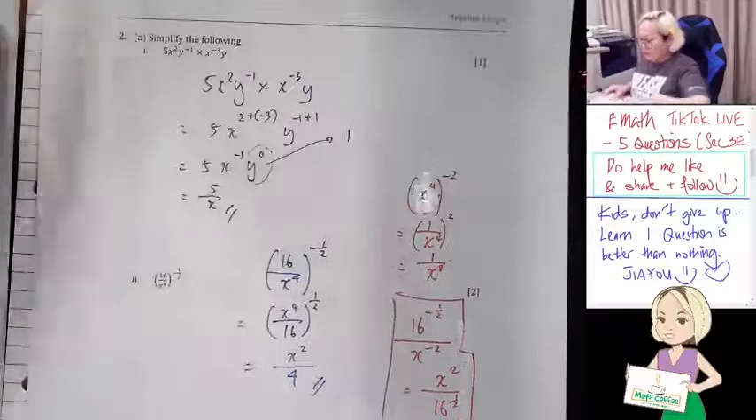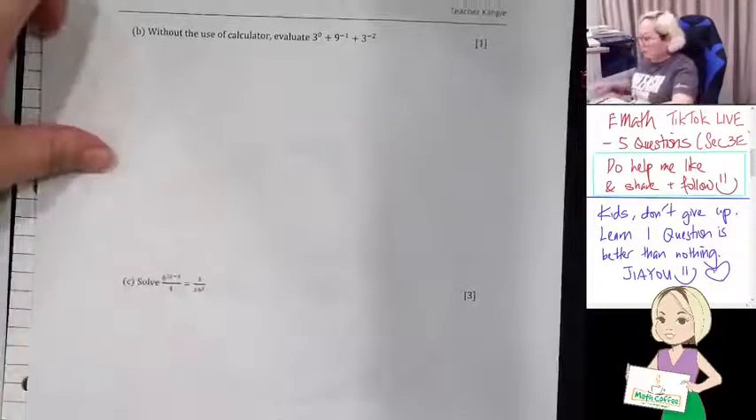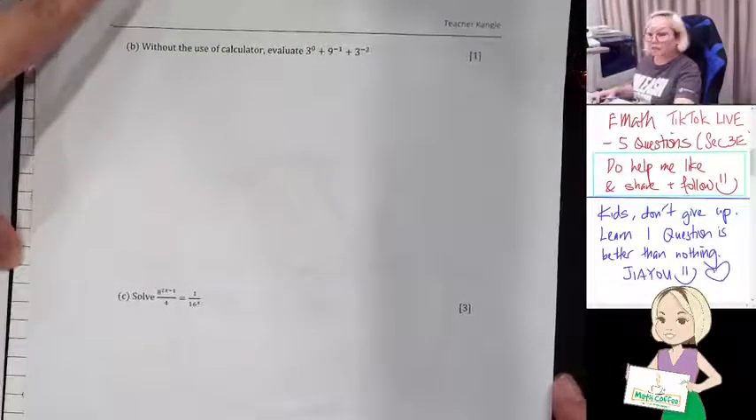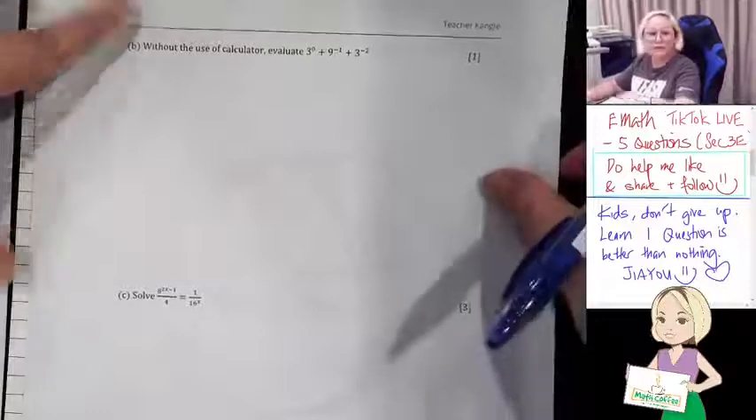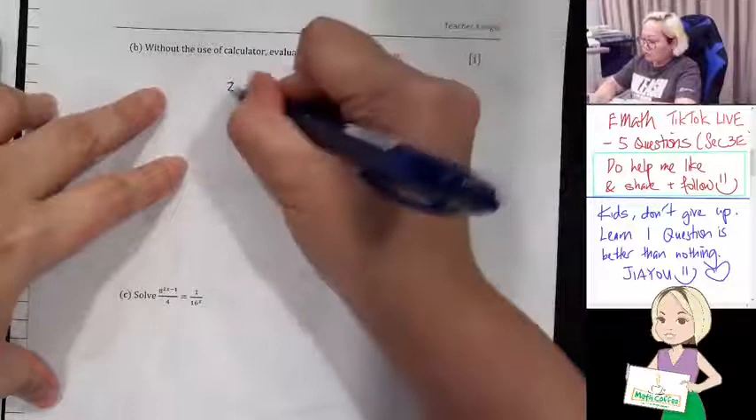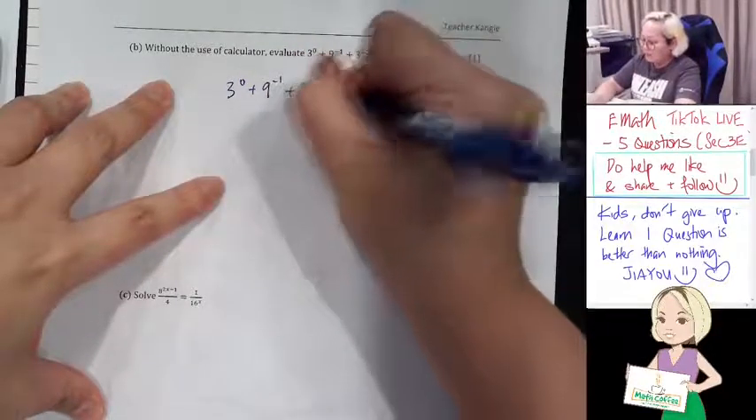Okay, let's move on. Here. So this question said without the use of calculator. Of course, we can secretly use calculator. When they say without the use of calculator, they're just asking you to write more steps. Okay, so 3 to the power of 0 plus 9 to the power of negative 1 plus 3 to the power of minus 2.